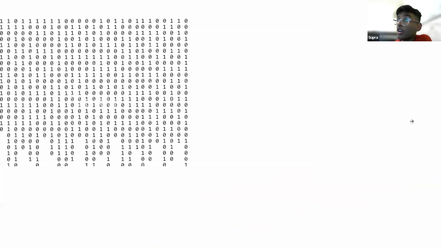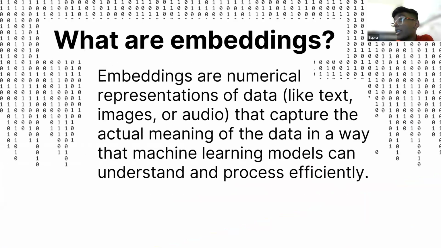Okay, so next what we talked about was embeddings. So embeddings are numerical representations of data, like text, images, or audio.